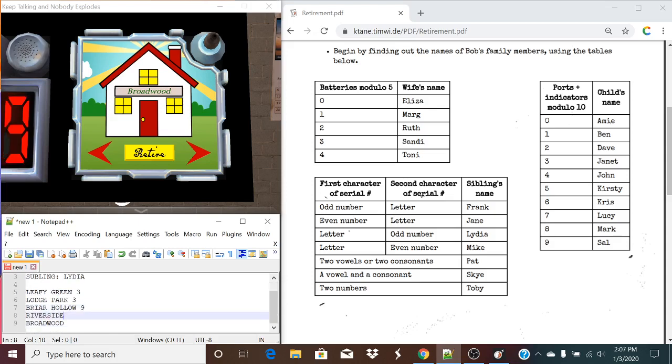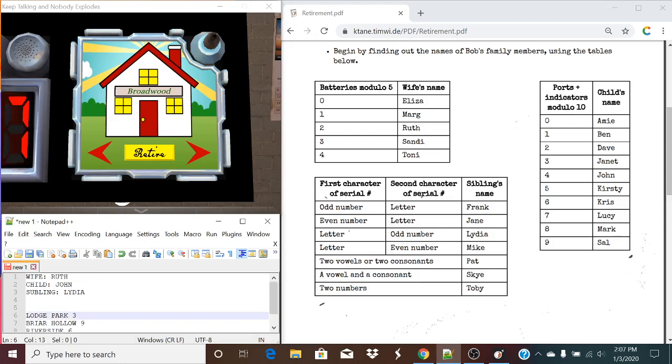For Riverside, there are 2 Romeos. That's a 6. No uniforms, no tangos, and no hotels. Broadwood, there is 1 R, so that's a 3. There's no uniforms, there's no tangos, and there's no hotels. And I'm pretty sure by now, we can already eliminate Broadwood, Lodge Park, and Leafy Green. So let's take a look for John. No J's, no O's, no hotels, and 1 N, so that becomes 5. I can already get rid of Leafy Green, because that's obviously too low at this point.